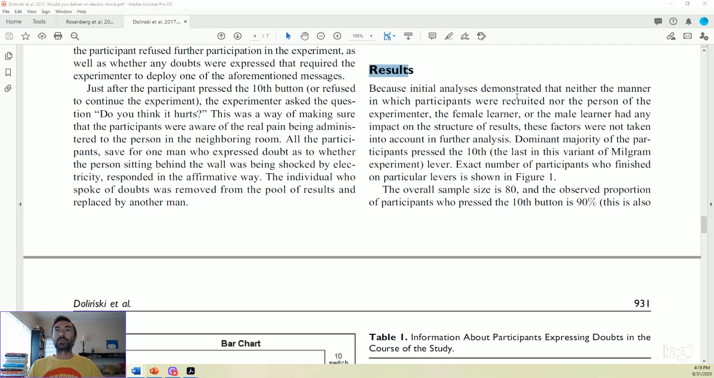neither the manner in which the participants were recruited nor the person of the experimenter, should there be a comma there? Because initial analyses demonstrated that neither the manner in which participants were recruited nor the person of the experimenter, the female learner, or the male learner had any impact on the structure of results, these factors were not taken into account in further analysis. Wow, this is really interesting, right? They come straight out and tell you what independent variables did not matter, what did not affect the outcome.